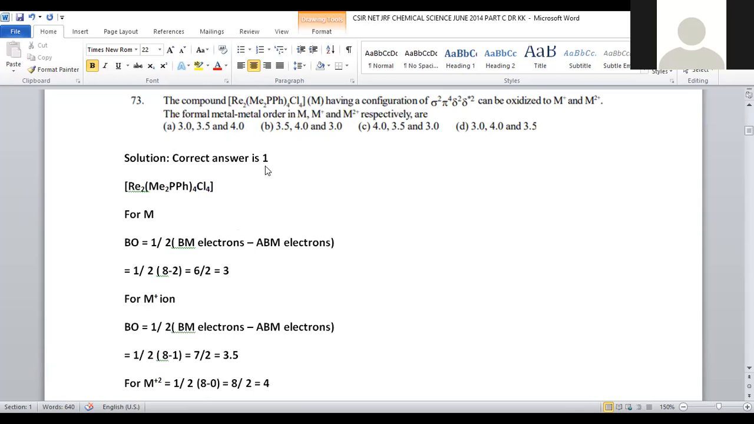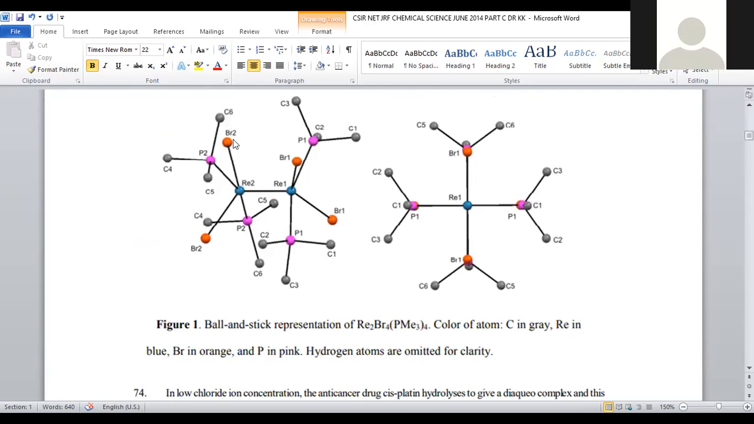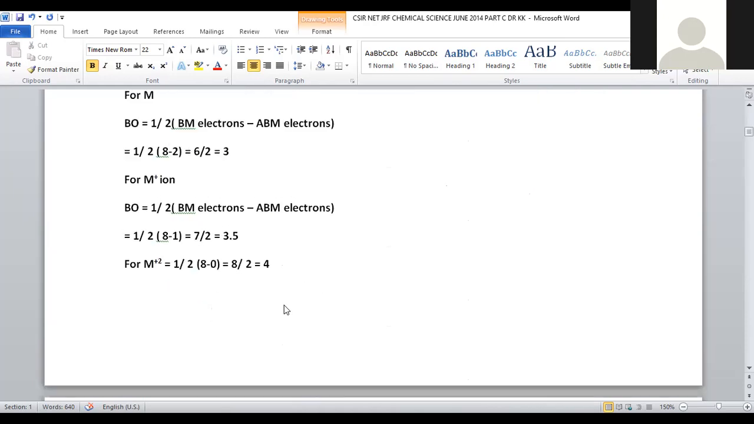This is solved based on molecular orbital theory, right? So let us move on to the next question. This is the complex structure of rhenium given in the zero oxidation state. Re2Br4(PMe3)4 is the complex. For this complex, we find the metal-metal bond order in the zero, mono and di oxidation states respectively. That will be 3, 3.5 and 4, which are provided in option number 1.